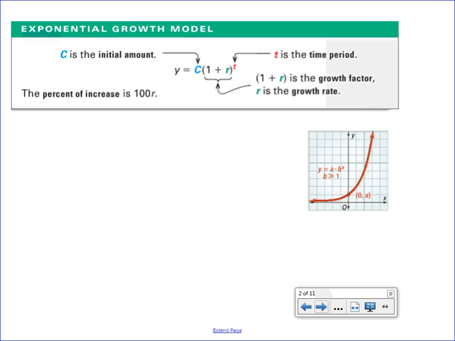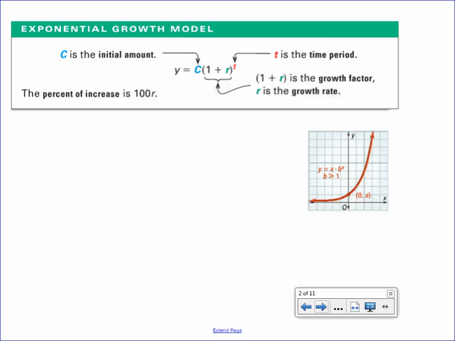So some notes that you definitely want to have down. You definitely want to have down this green box for your notes. So the C is going to be our initial amount, what we start with. The T is the time period. And then 1 plus R represents our growth factor, and the R is our growth rate. And again, if you see exponential growth, you're going to see it increasing from left to right if you're looking at a graph. Okay. So there would be our notes that you want to have. Pause the video if you need more time, but I'm going to move ahead.